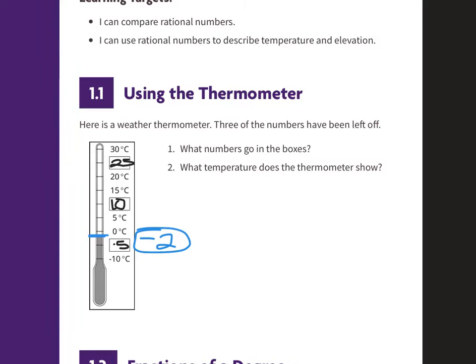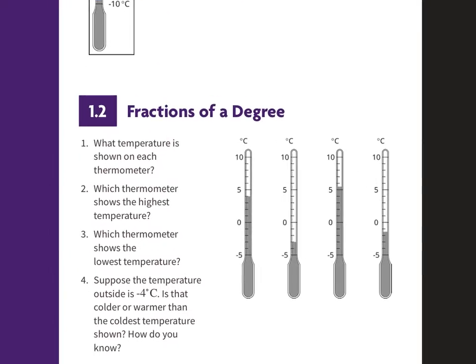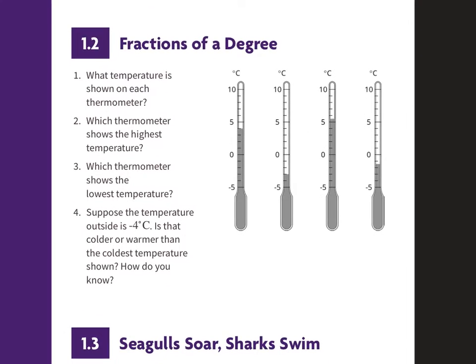So on page 8, fractions of a degree. What temperature is shown on each thermometer? Which thermometer shows the highest temperature? Which thermometer shows the lowest temperature? And suppose the temperature outside is negative 4. Is this colder or warmer than the coldest temperature shown? How do you know? Well, first let's get the temperatures.